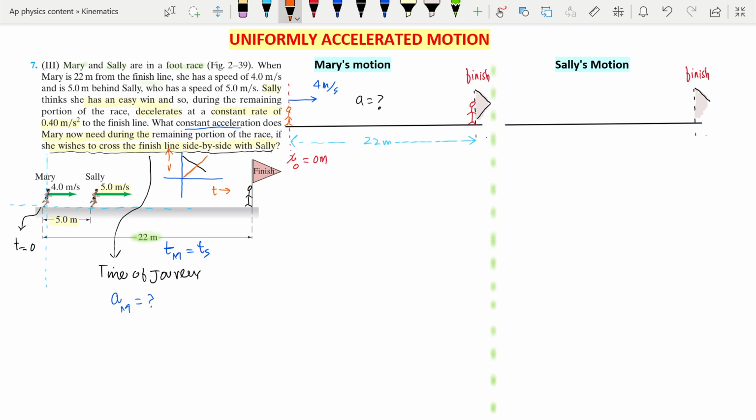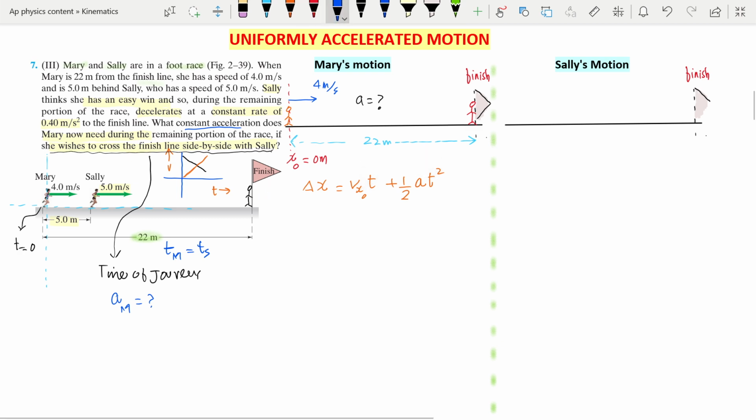So we apply the kinematic equation: delta x equals the initial velocity along the x-axis times time, plus 1 over 2 a t squared. Why have we applied this equation? Because we don't know the final velocity of Mary. That's why we have applied this equation.